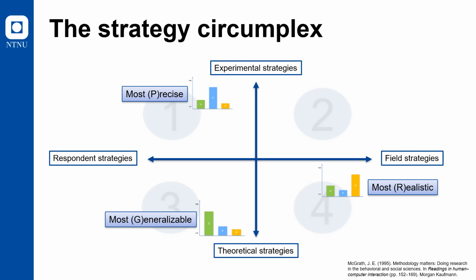There is a direct connection between the circumplex and the 3 dimensions of generalizability, precision, and realism. Different parts of the circumplex are optimized for each of the dimensions. Note that the circumplex also shows that no one research strategy can provide maximum value for all 3 dimensions. This is what makes selecting the right strategy such an important part of doing research.